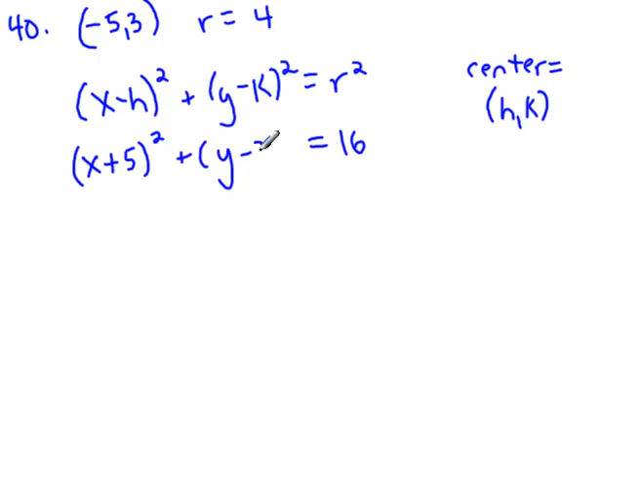because 3 is positive, it becomes y minus 3. Again, I changed the sign in the parentheses because the formula is y minus k. K is 3, y minus my k of 3. And there's my formula for my circle with a center at (-5, 3). Both signs changed. Radius of 4. I squared that to get the right-hand side of my equation. And that's the answer.